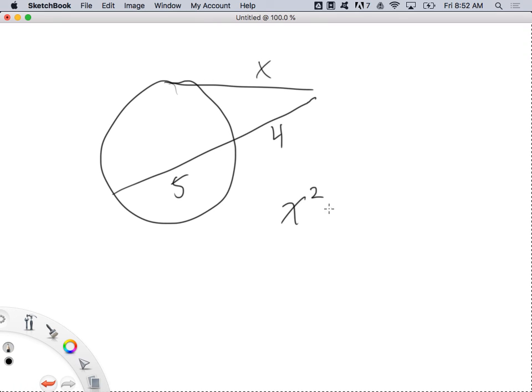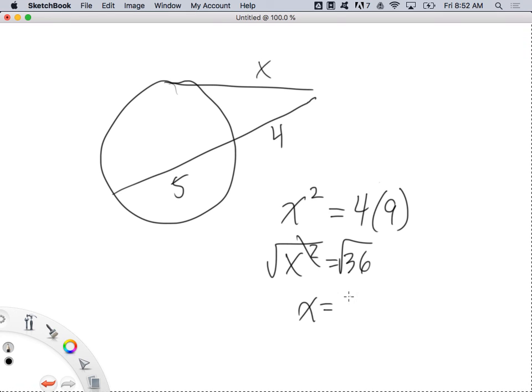If there's only one, it's that number squared, equals the exterior, which is 4, times the whole thing, which is 4 plus 5, or 9. So x squared equals 36. Take the square root of both sides, you get x equals 6. Does that make sense to you guys? Yes. All right, that's the last thing I want to cover.